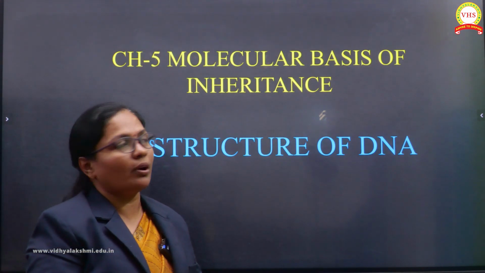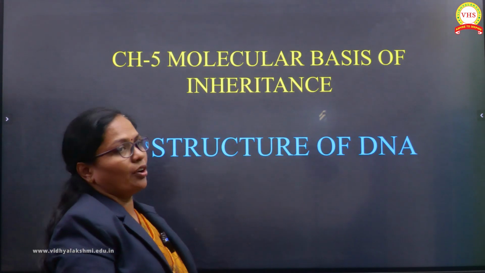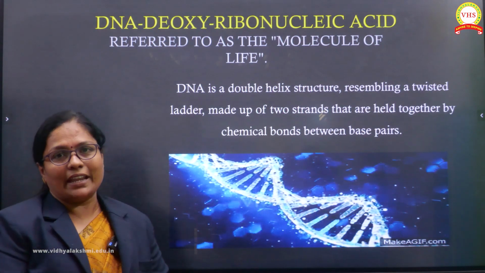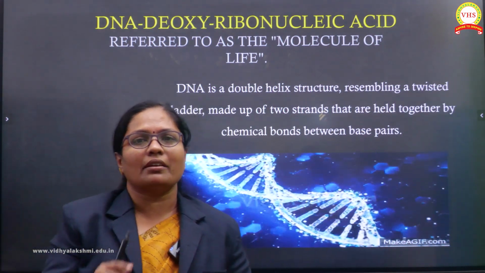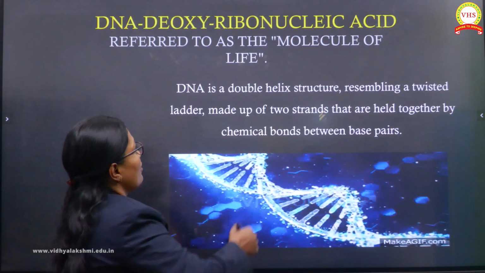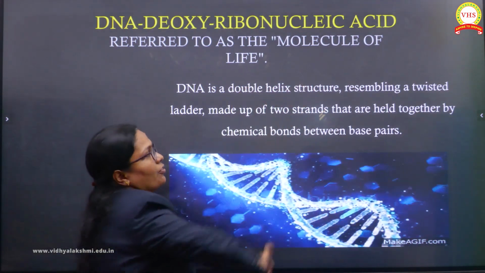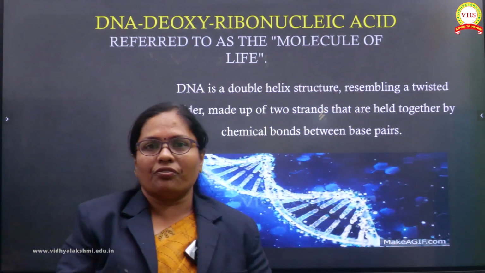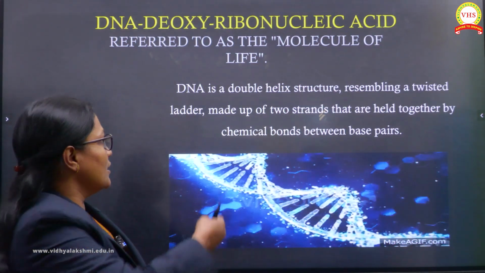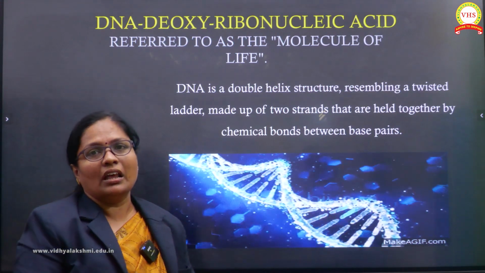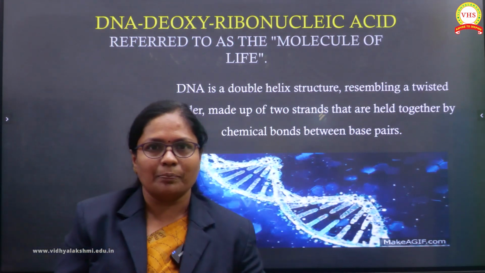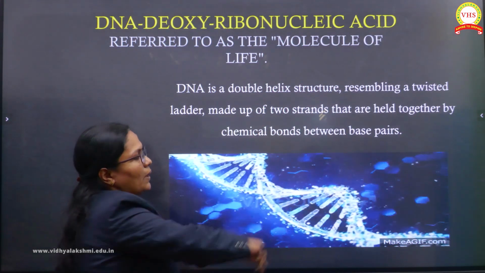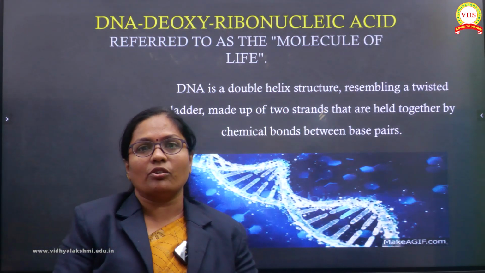Today we are going to learn about the structure of DNA from molecular basis of inheritance. What is DNA? DNA is deoxyribonucleic acid, which is referred to as the molecule of life. What is the structure of it? Actually, how does it look? It is a double helix structure resembling a twisted ladder. It contains two strands which are held by chemical bonds with the nitrogen bases.